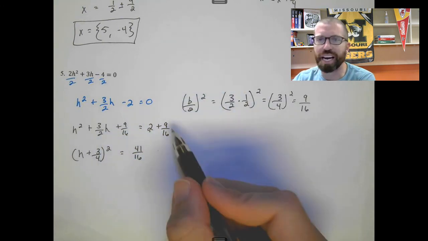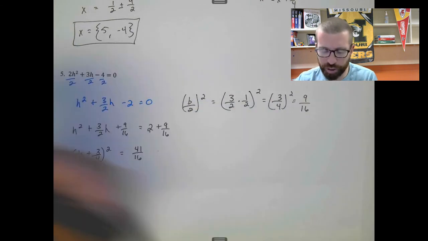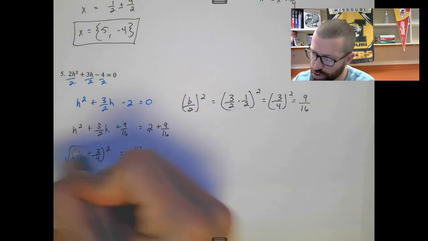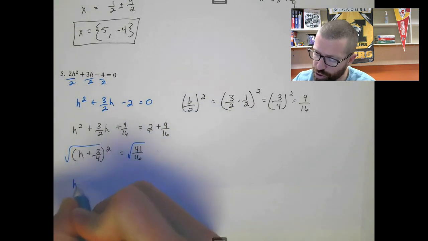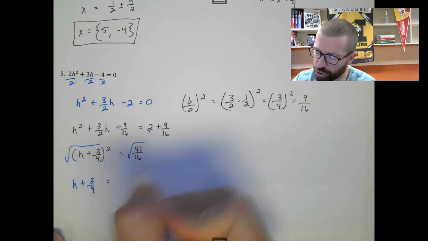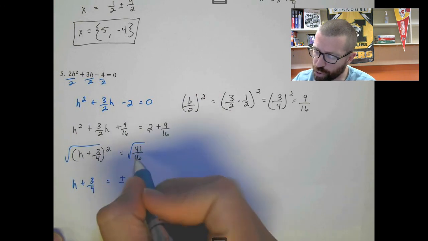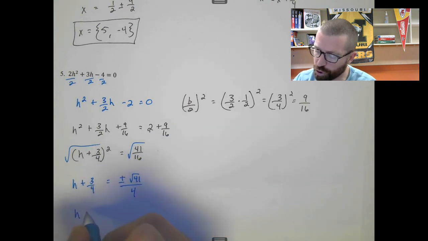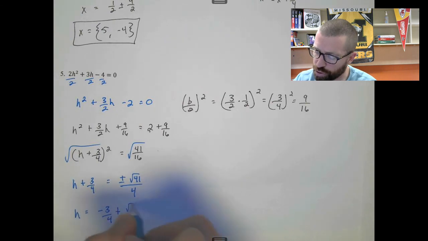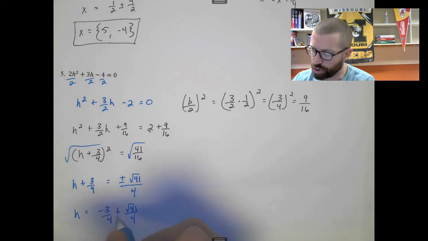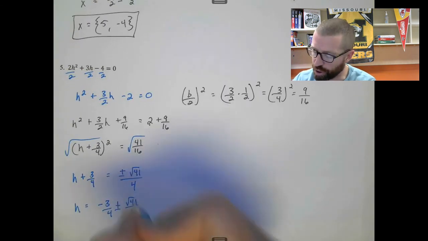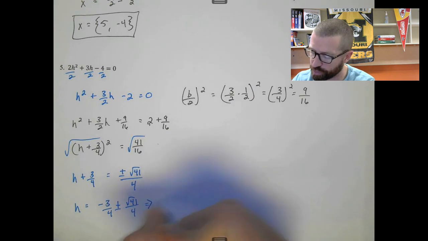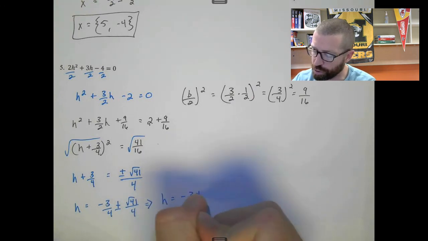And you can use a calculator if you want to. Now I can square root both sides to solve. So we have h plus 3/4 is equal to plus or minus. And the square root of 41 is the square root of 41, and the square root of 16 is 4. And then subtract 3/4, plus or minus the square root of 41 over 4. And so this can be written as one fraction if you want: negative 3 plus or minus the square root of 41 over 4.